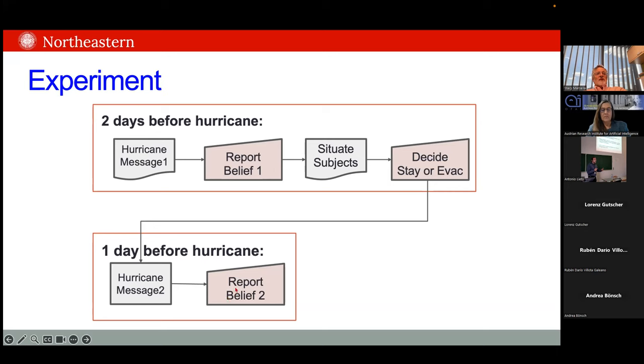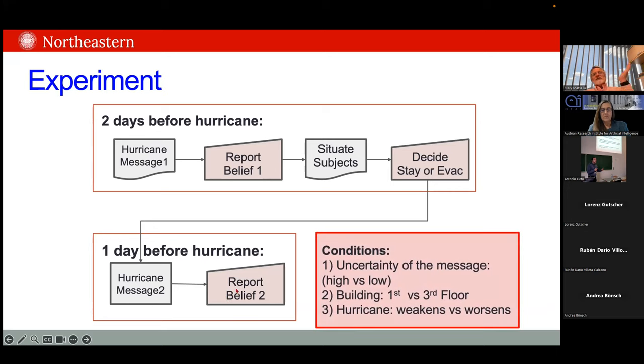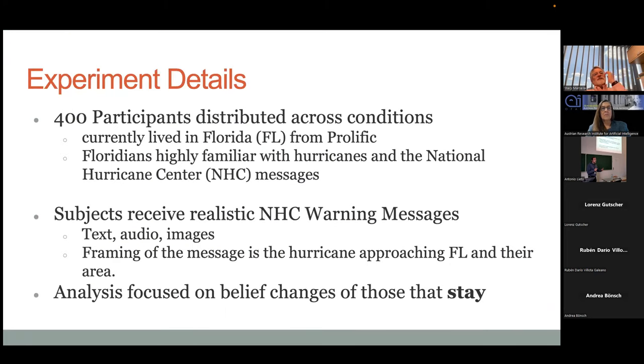And so we're going to report the change in belief. The conditions are the uncertainty of the message, which come from the National Hurricane Center. These are standard kinds of messages that the National Hurricane Center sends out, and associated with those messages is the degree of uncertainty, whether or not the hurricane is going to hit their area and how strong it's going to be. The subjects are either situated on the first or third floor, and the hurricane message two either weakens or worsens. So we had 400 participants. They received these realistic National Hurricane Center warning messages, and the analysis focused on belief changes of those that stay.